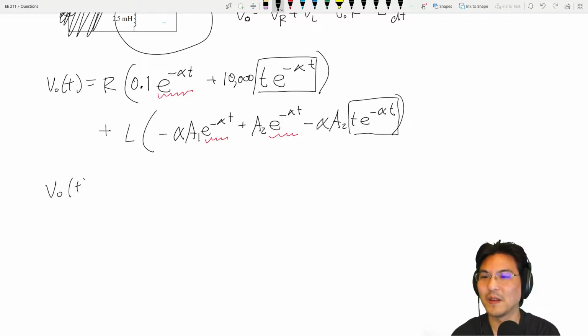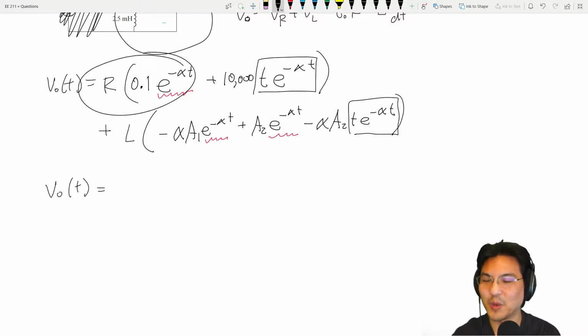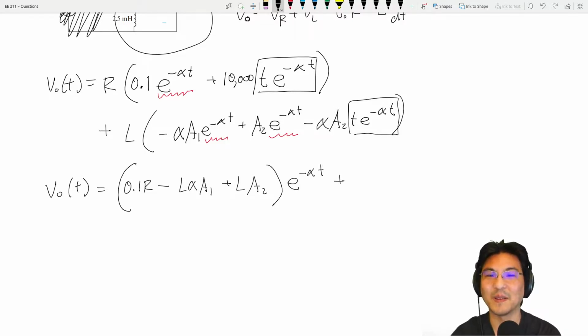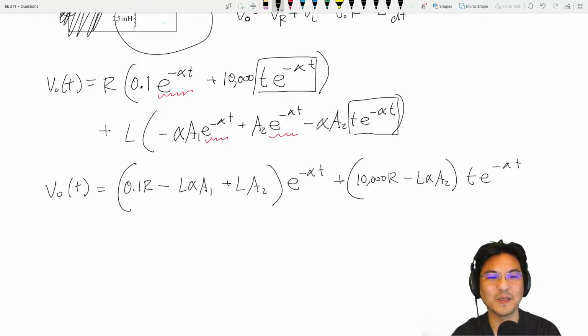Okay, so this one is 0.1 r. And then this one minus L alpha A1. And then this one plus L A2. All of this times e to the minus alpha t. Okay, and then let me gather this one. So that's 10,000 r, and then this one is minus L alpha A2, t e to the minus alpha t.